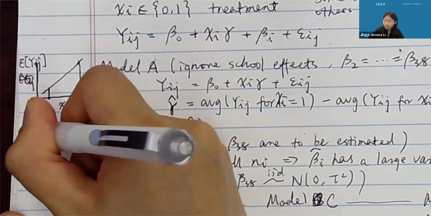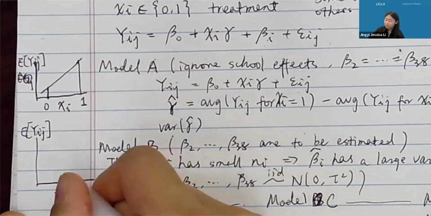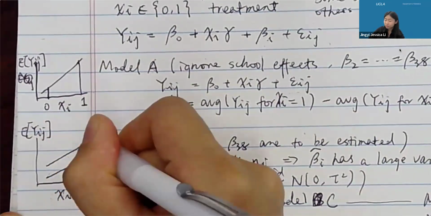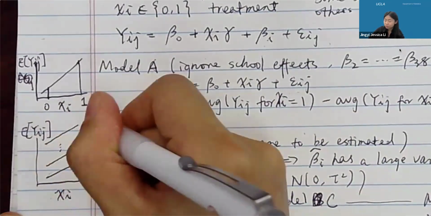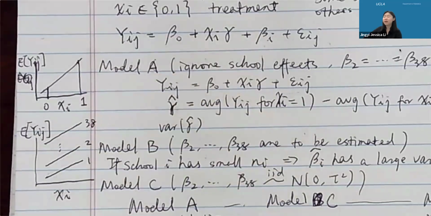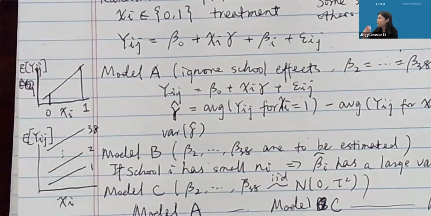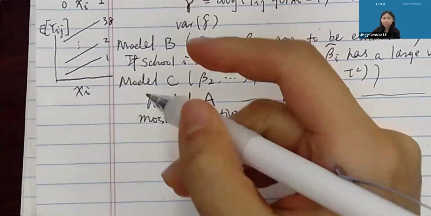For model B, you are just having one line per school. So this may be the line for school 1, this may be the line for school 2, and a line for school 38. You will have 38 lines, but they must all be parallel because they have the same slope for x_i. The treatment effect is assumed to be the same for all the 38 schools. If you want to change that, then you will have a slope per school, and that becomes a random slope model. So that's a different model.